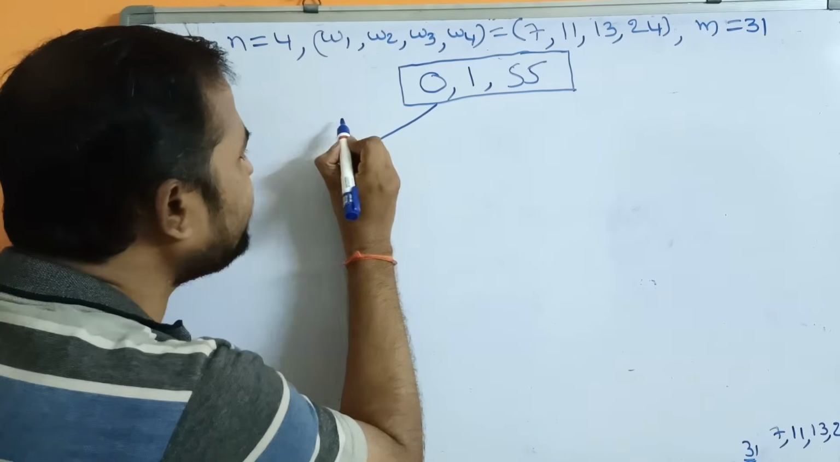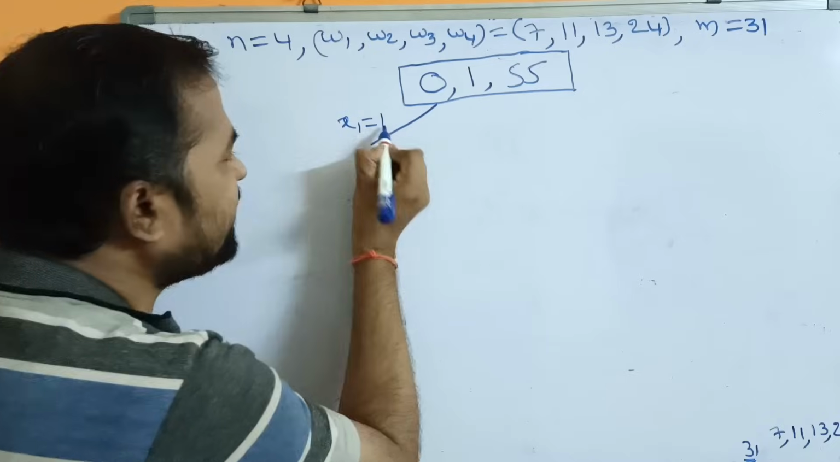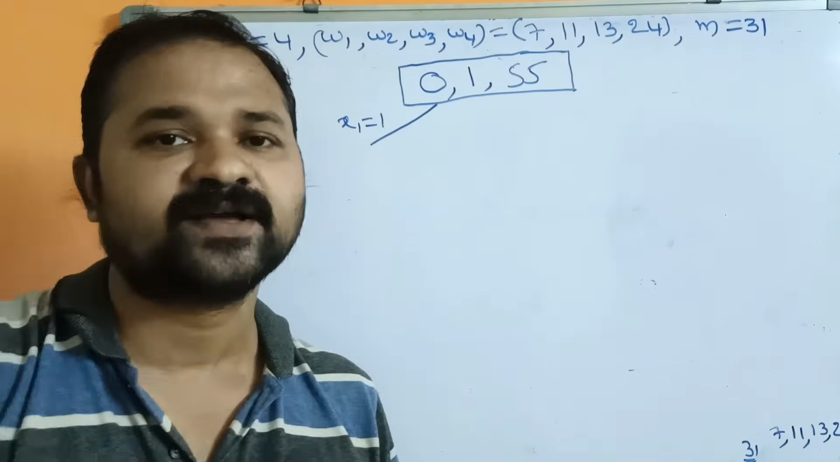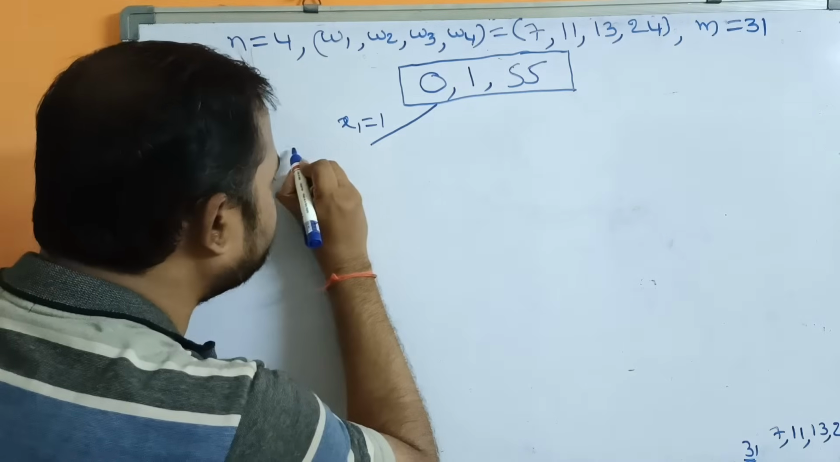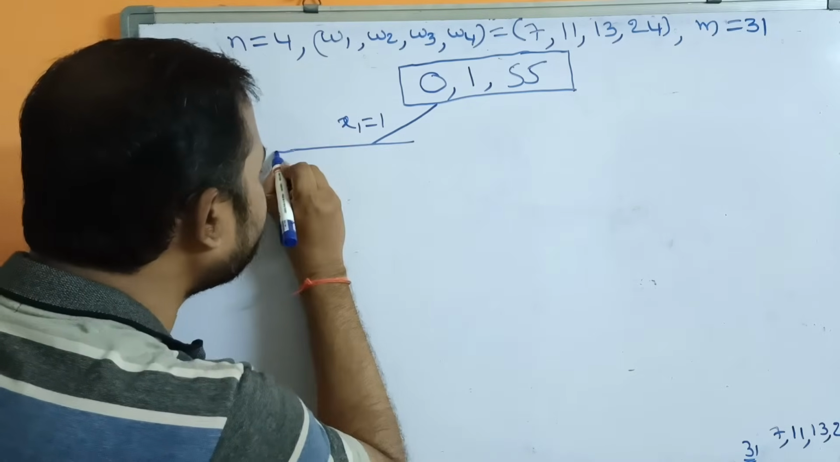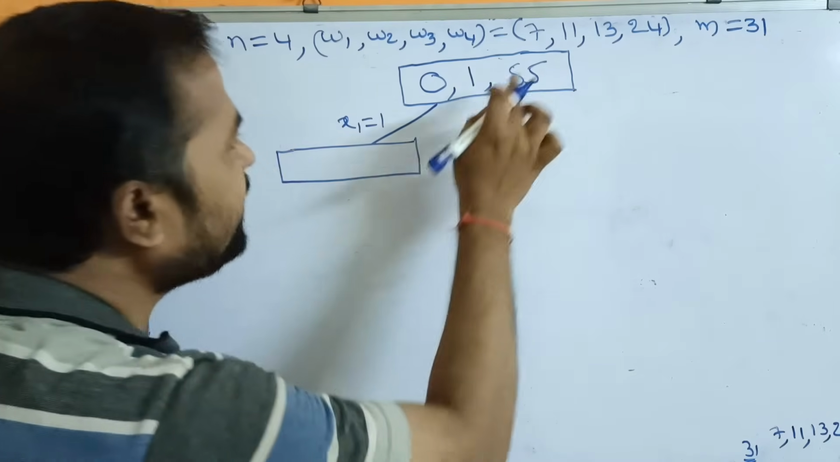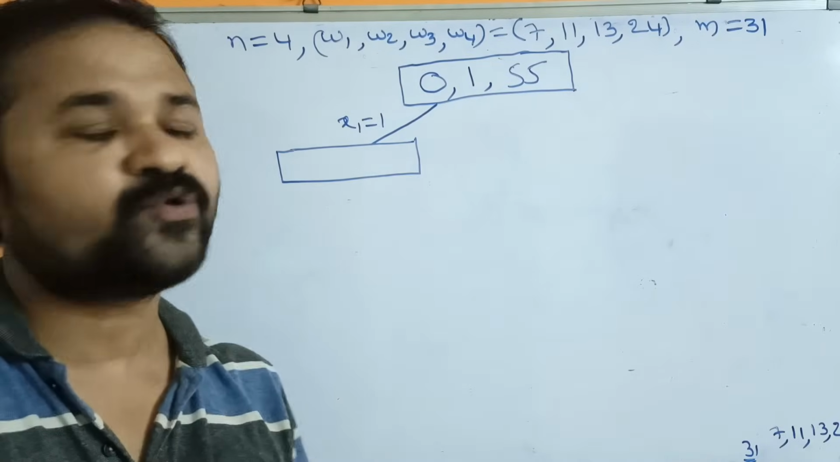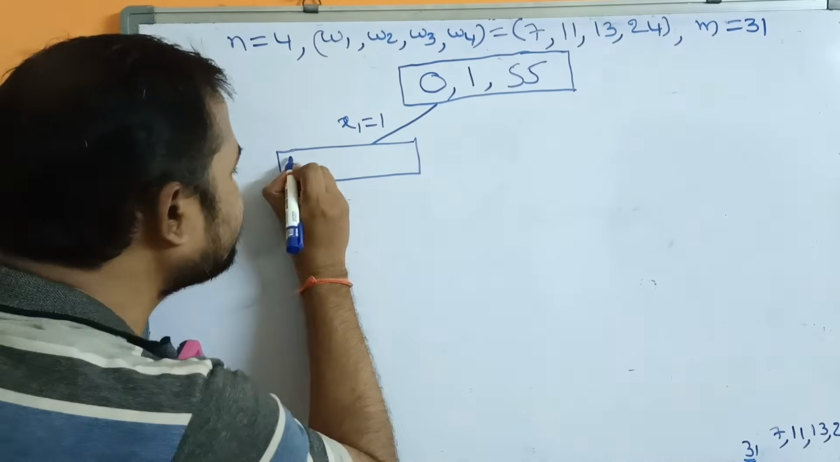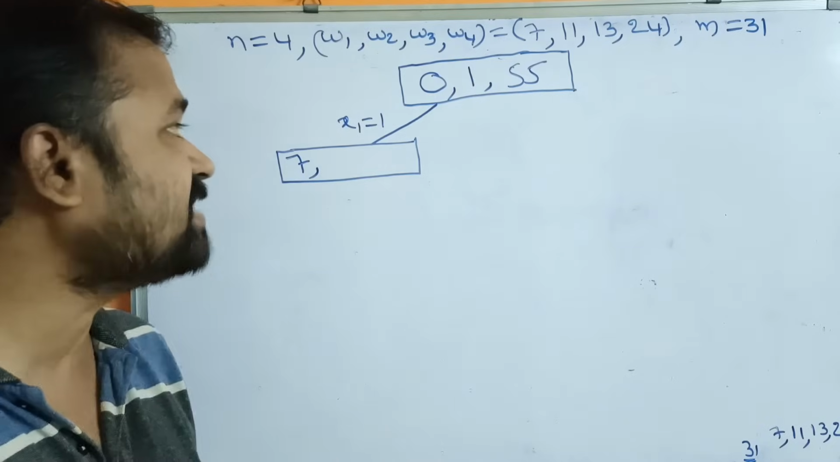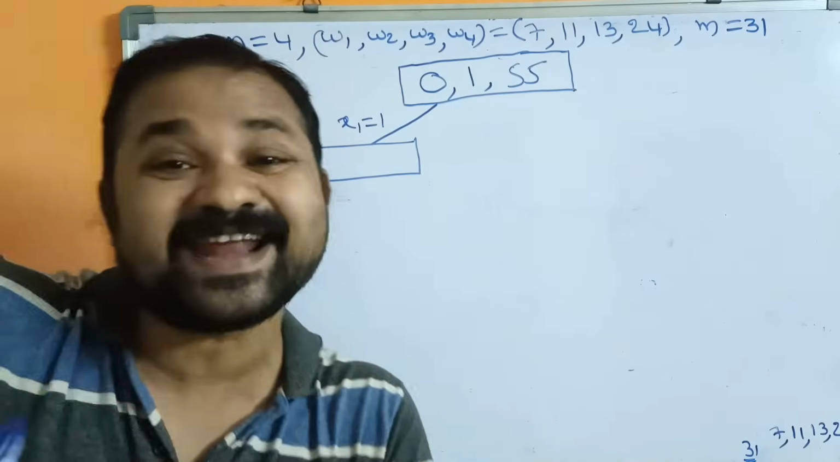Next, here totally we have four objects. So first let us assume that x1 is equal to 1. If x1 is 1, it specifies that we are considering the first object. What is the first object's weight? The weight of the first object is 7. So now we have to add 7 to 0. So 7 plus 0 is 7. In the next level, we have to consider the second object.